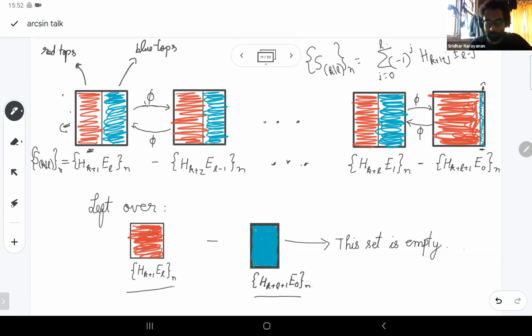But this would mean in this last box, there are no blue lines because the subscript to the E is 0. So if there are no blue lines, there can certainly not be a blue largest line, right? So the second set is empty. And what we are left with is just this first set. So it's just H_{k+1}^L and all figures here that have a red top, right?